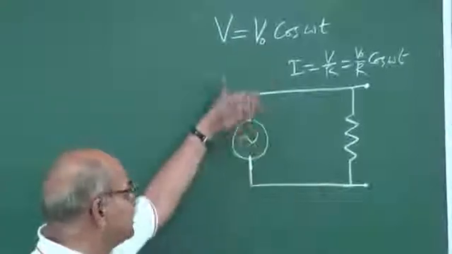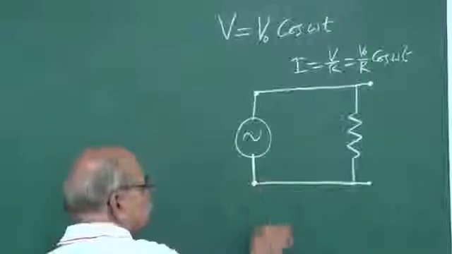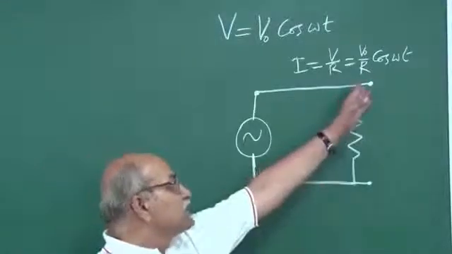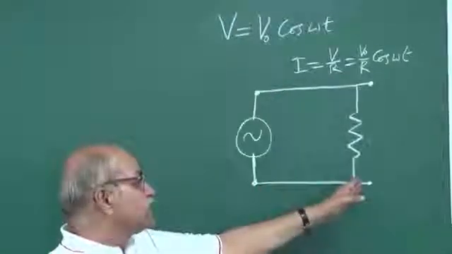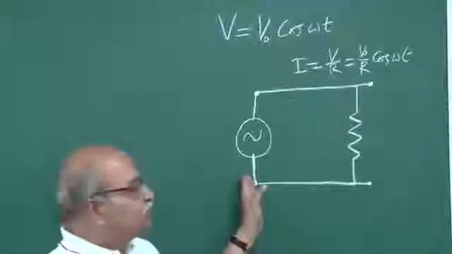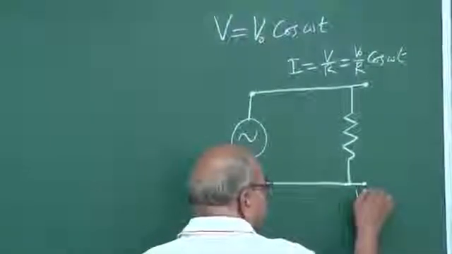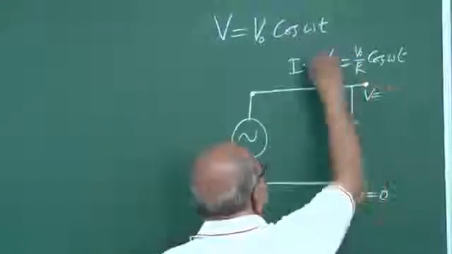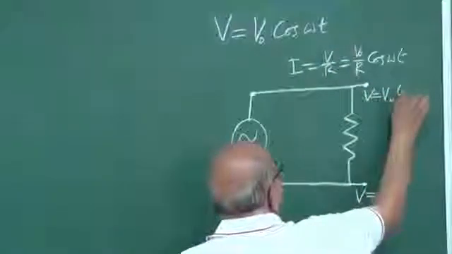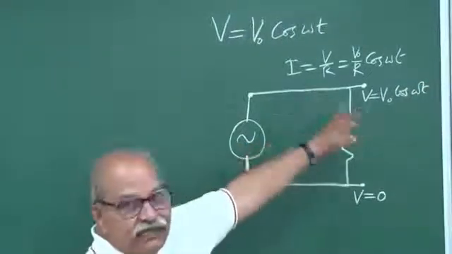so that will be the same as the voltage appearing here. If the connecting wires do not have resistance, then whatever potential is here, that same potential is here. So if I call this 0, then the potential here will be just V naught cos omega t, and that means it will change sign.